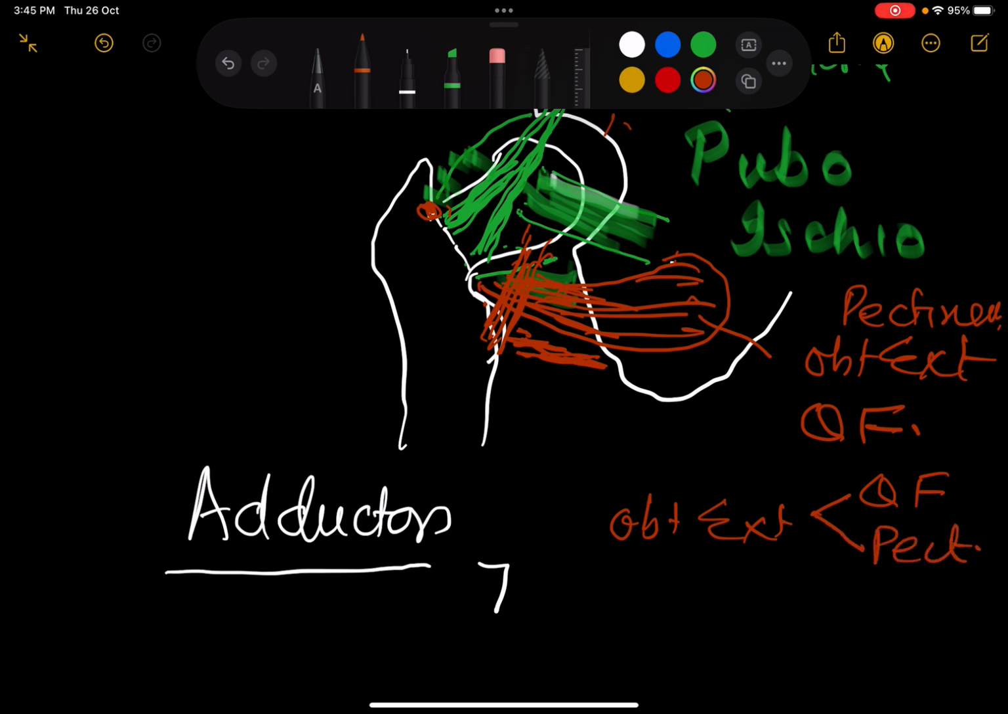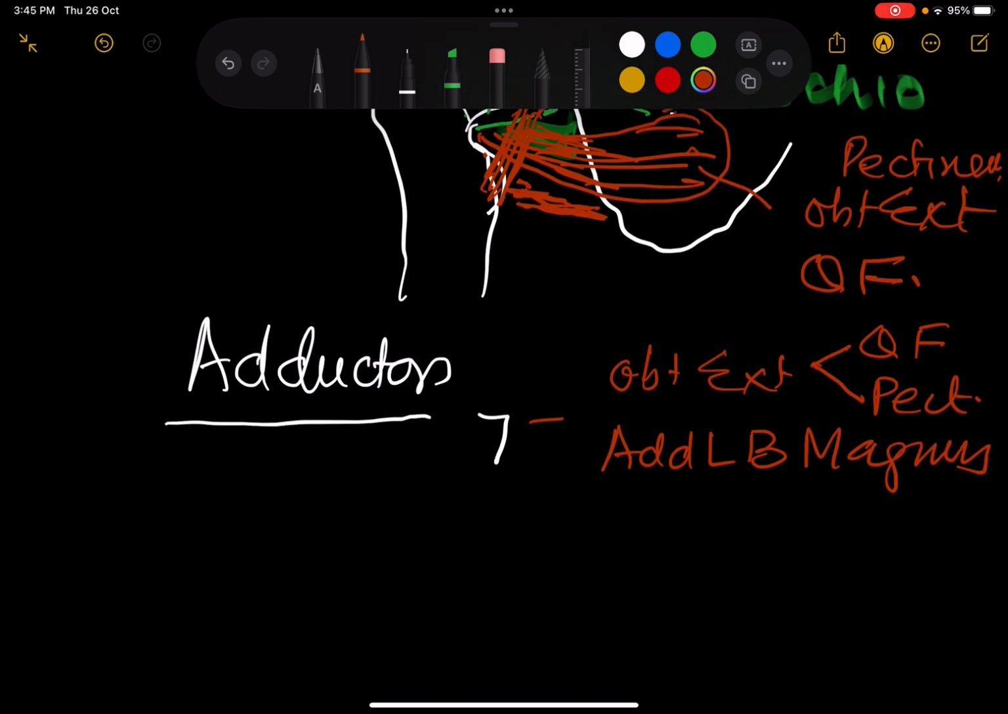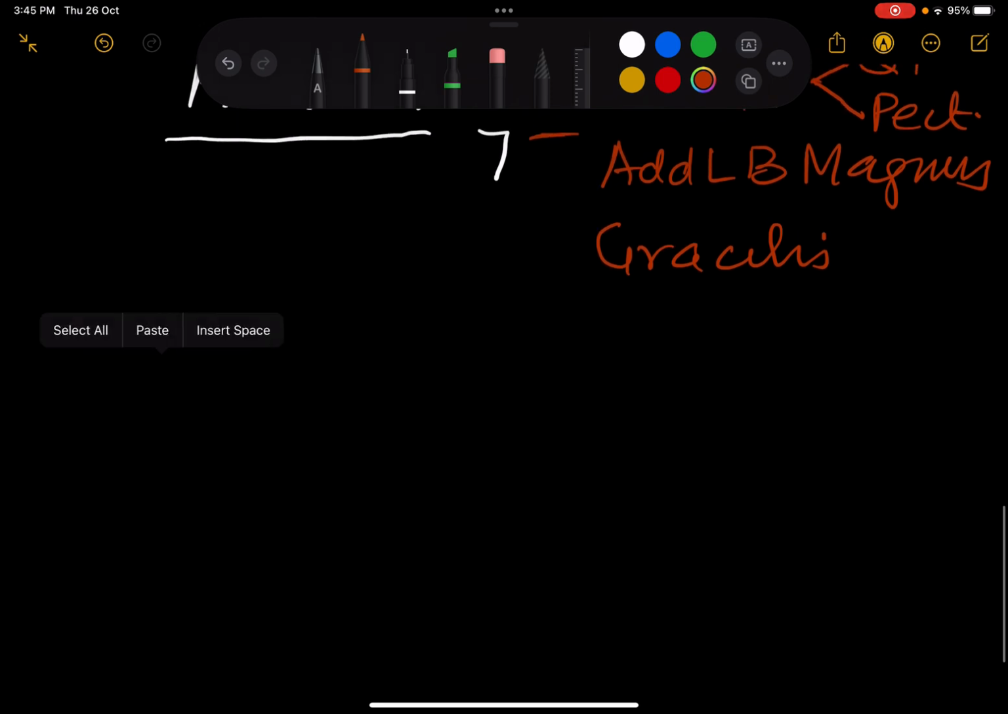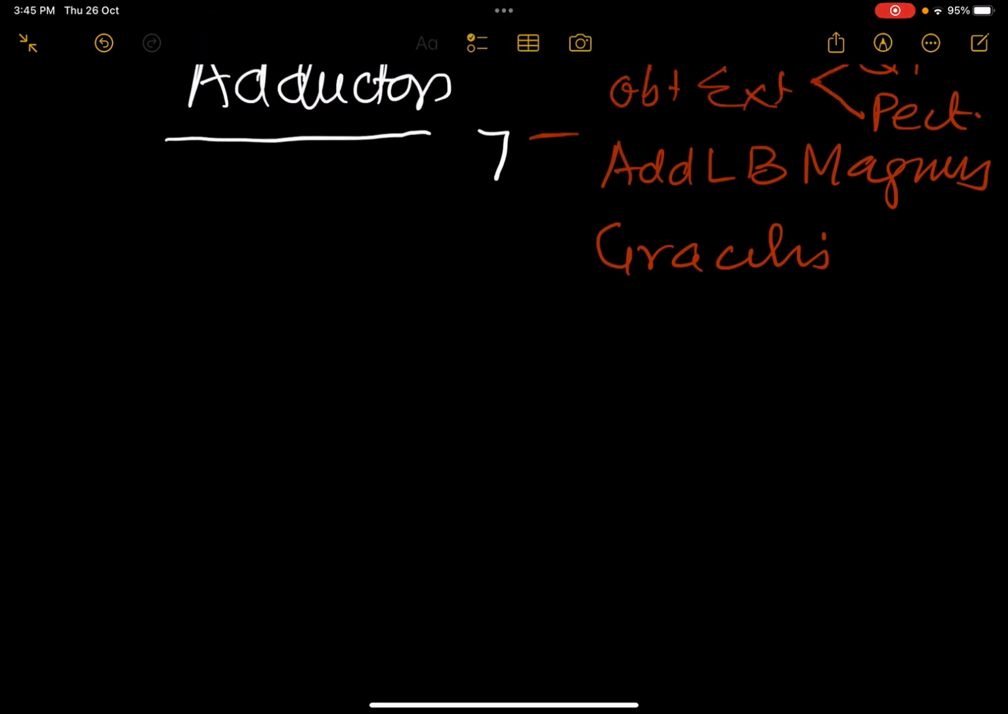And then the three lower ones are adductor longus, brevis, and magnus. So I told you there are 7. I have just said 6. The 7th one is the gracilis. So these are the adductors. Now we'll make the flexors.